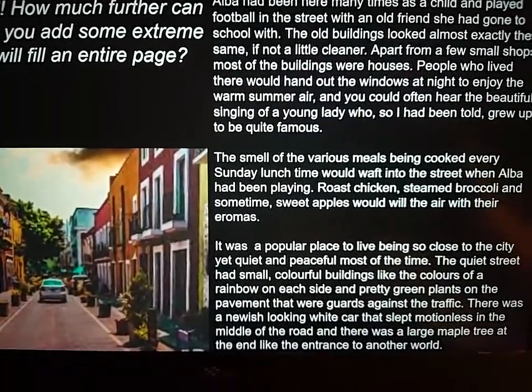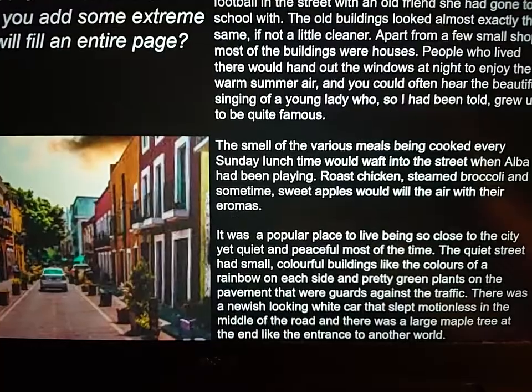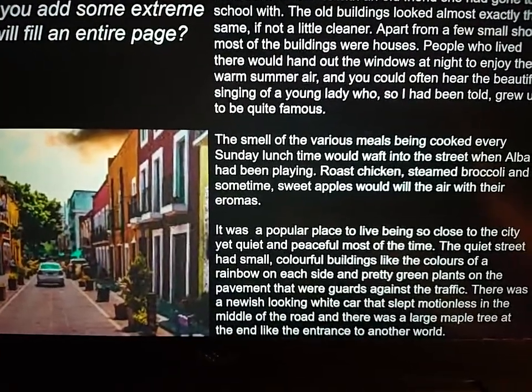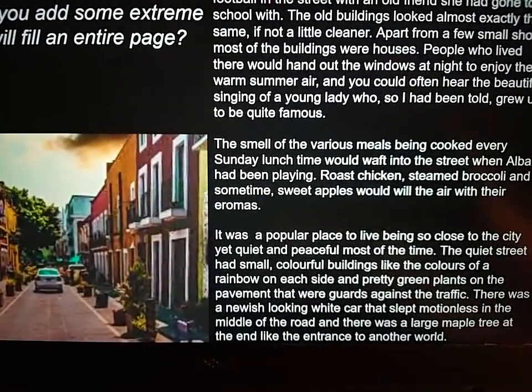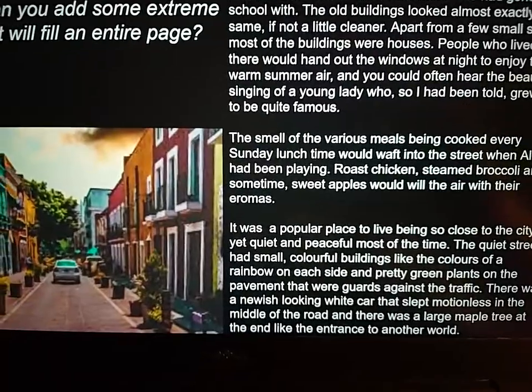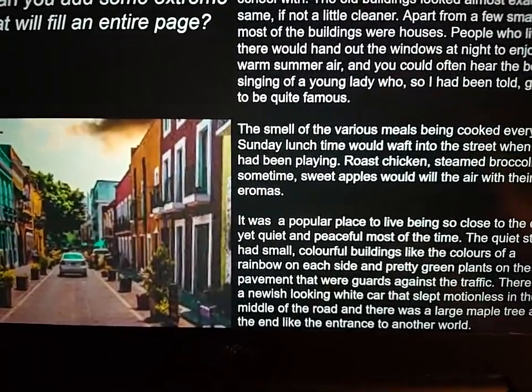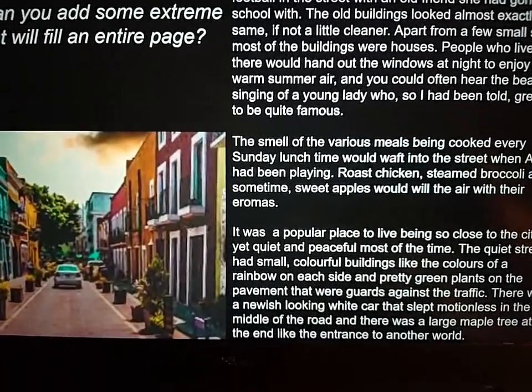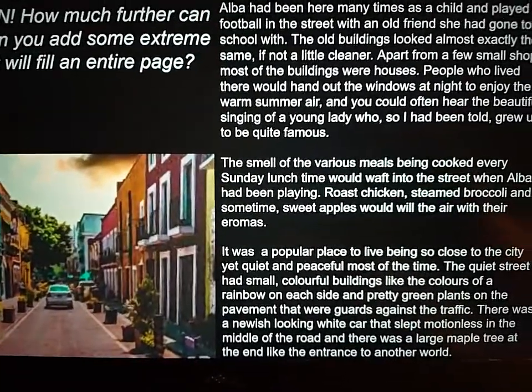Okay, so this is what I've written. Alba had been here many times as a child and played football in the streets with an old friend she had gone to school with. The old buildings looked almost exactly the same, if not a little cleaner. Apart from a few small shops, most of the buildings were houses.